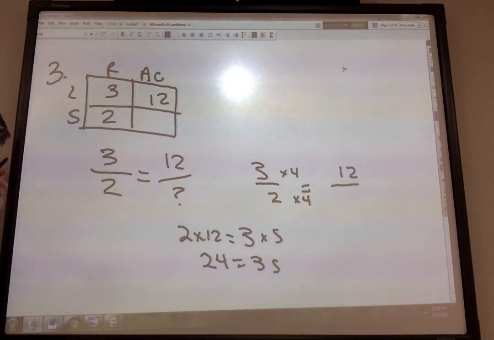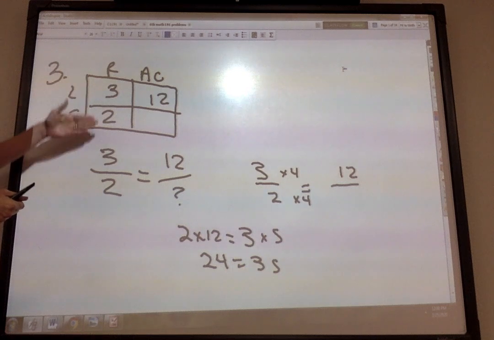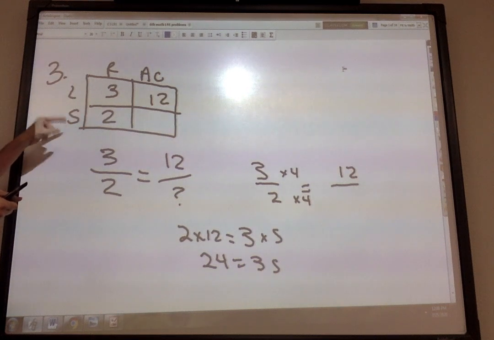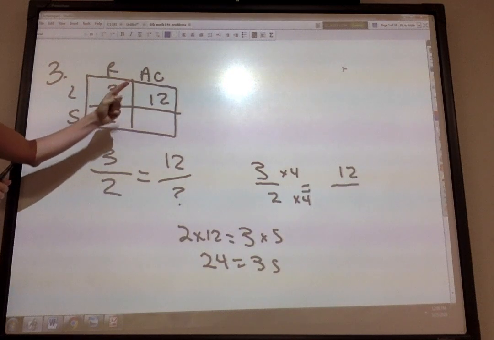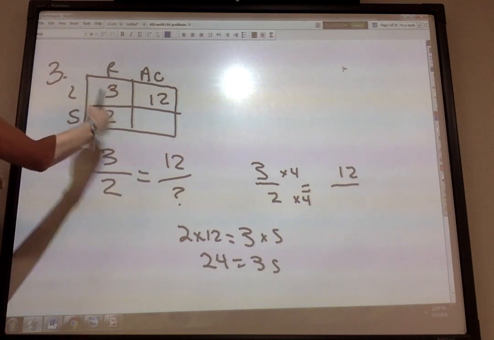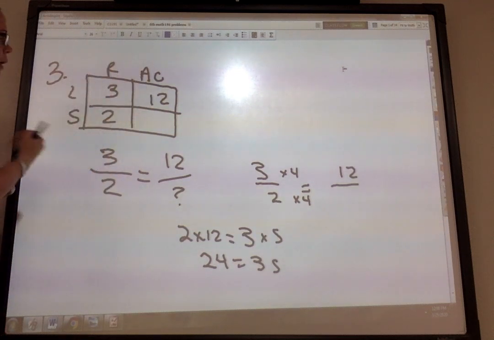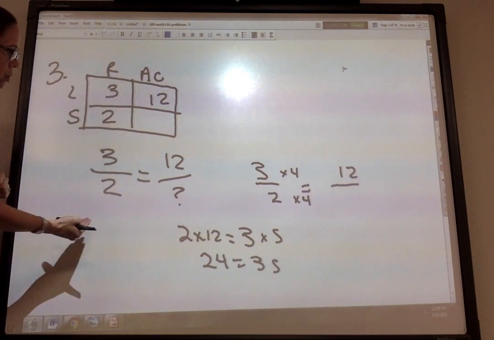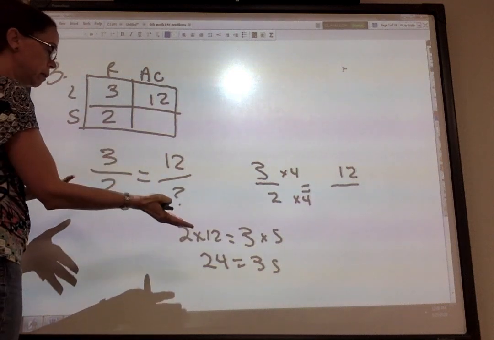When the good news is announced, many leaped for joy, others just smiled. If the ratio of leapers to smilers, so I did L for leapers and S for smilers, is 3 to 2, and there were 12 leapers, how many smilers were there? I used my ratio box, ratio and actual count, to form my proportion: 3:2 as 12 is to what?